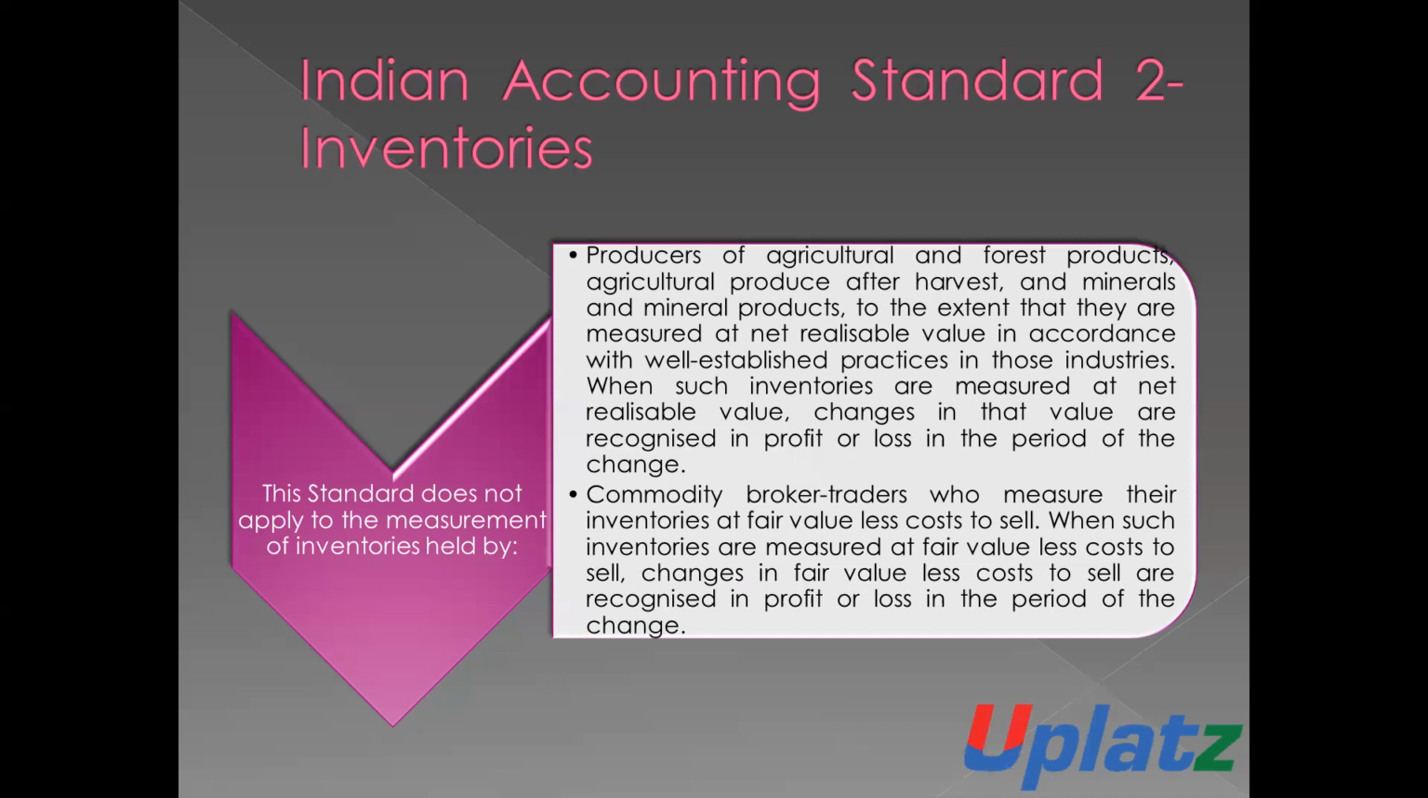So, Ind AS 2 is applicable on all the inventories, but it is not applicable on financial instruments and biological assets, and it is also not applicable on the measurement of inventory held by producers of agriculture and forest products, agricultural products, minerals and mineral products, and commodity brokers and traders.